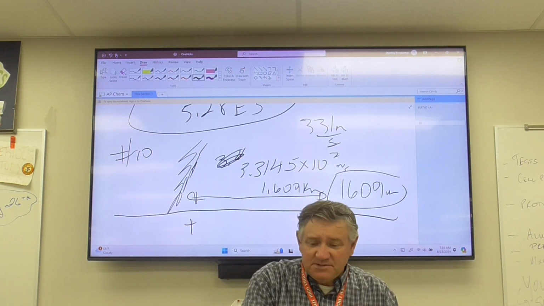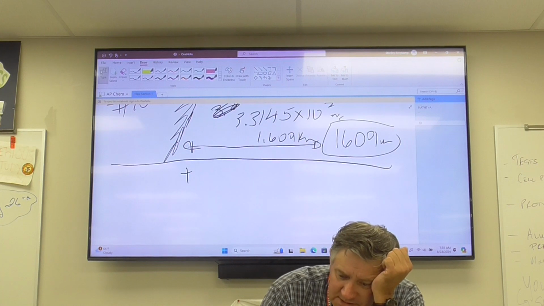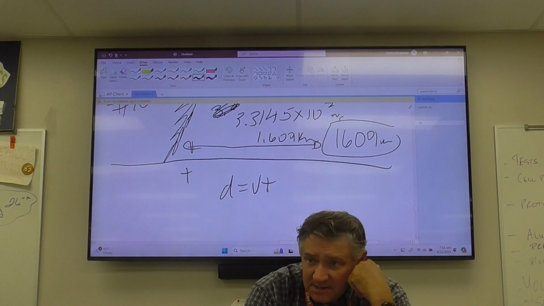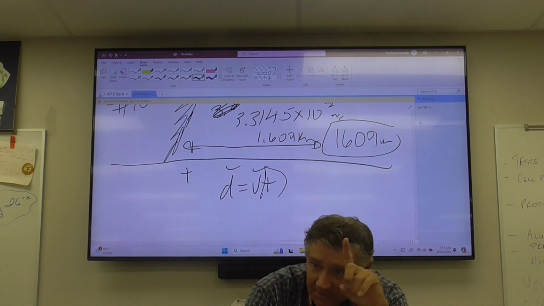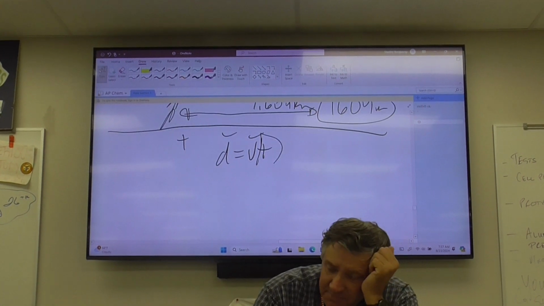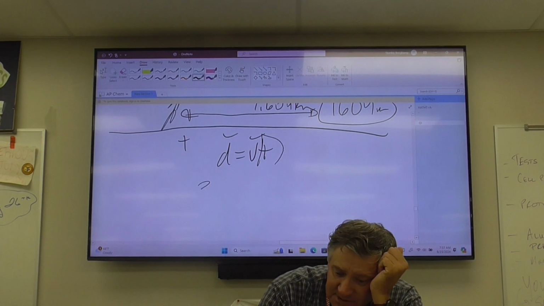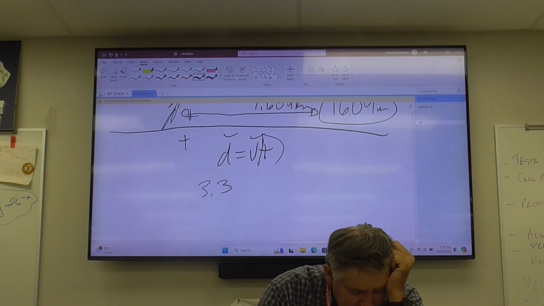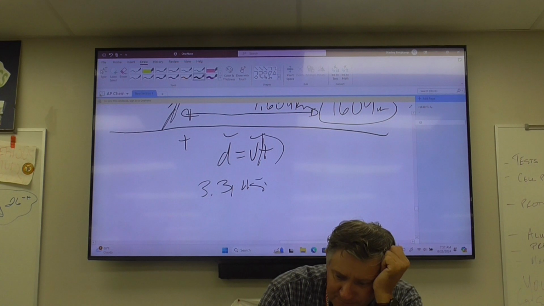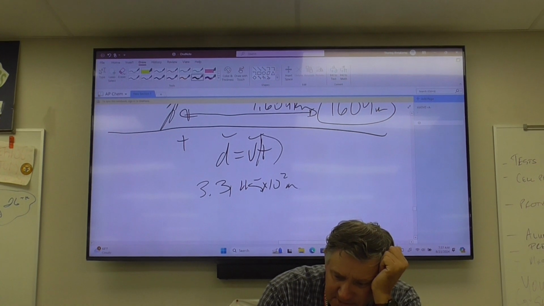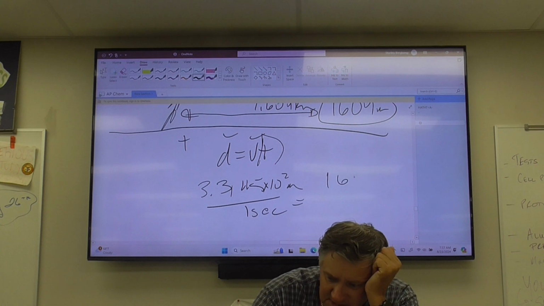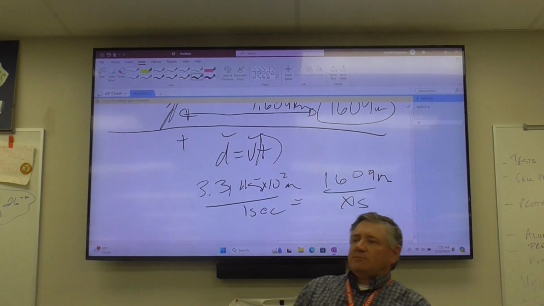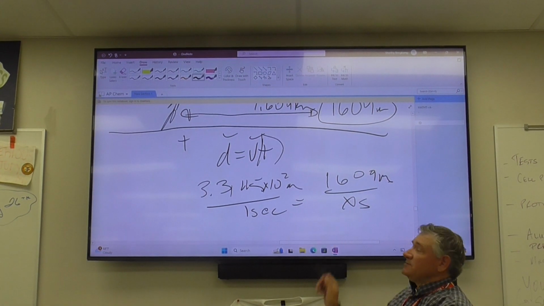So I'll show you 3 ways you can do this problem. One is you can do distance equals velocity times time. You know the distance, you know the velocity, solve for time. That's option A. Option B is, oh, Mr. Burkamp, I like ratios. Okay, you got 3.3145 times 10 to the second meters per 1 second is going to equal 1,609 meters over X number of seconds. Okay, set it up as a ratio.